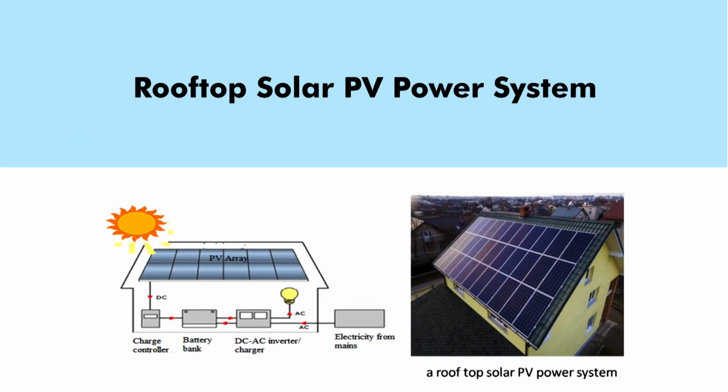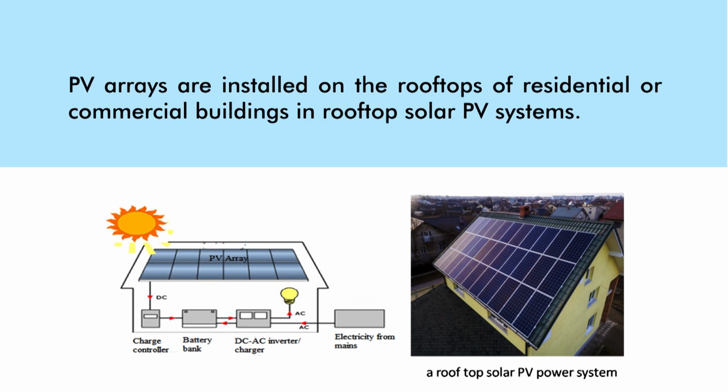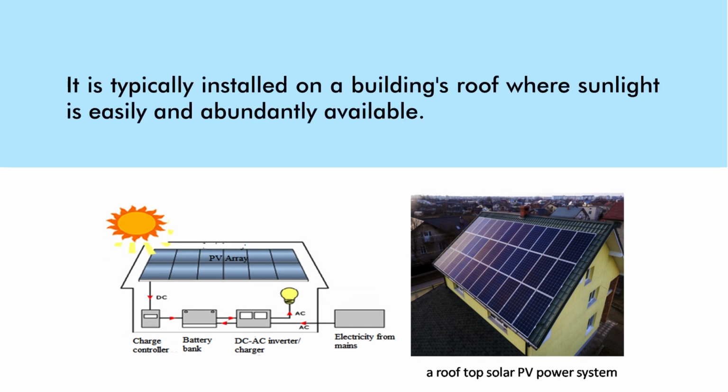Now we will discuss the rooftop solar PV system. The PV arrays are installed on the rooftop of a residential, or you can say commercial, building. The rooftop solar PV system is typically installed on a building roof where sunlight is easily available. The figure shows a schematic diagram of a typical rooftop PV system.